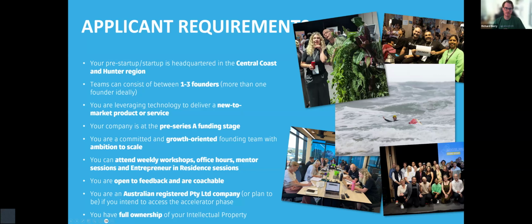You can attend the workshops, the office hours, the mentor sessions, the EIR sessions, and the industry connector sessions if they're applicable to you. You're open to feedback. You are an Australian PTY Ltd or plan to be if you intend to access the accelerator phase, and you have full ownership of your IP. I'm sure there are questions that will come up on that. Work with us to figure out what that looks like for you.